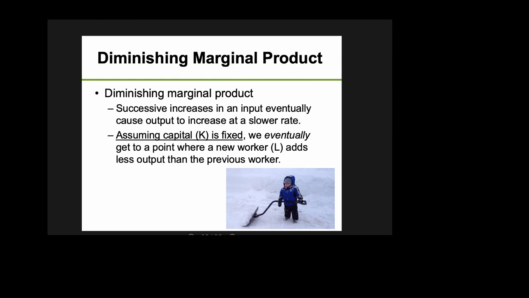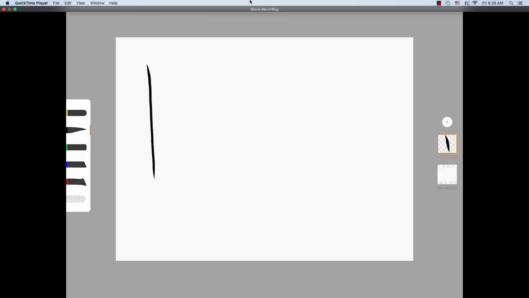And maybe we even take his shovel away from him because there's too many workers and not enough shovels to go around, because we've kept capital fixed. Well, this guy's just going to go play in the snow, and he's not going to be productive. That's what we mean as we talk about diminishing marginal product. If we were to graph this out, we would see something that looks like this. Here's our total output.